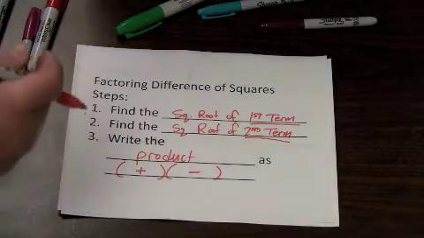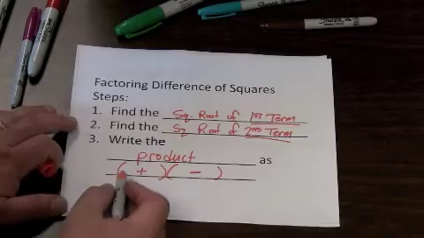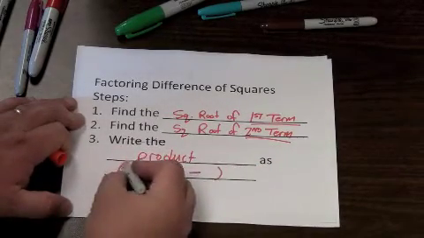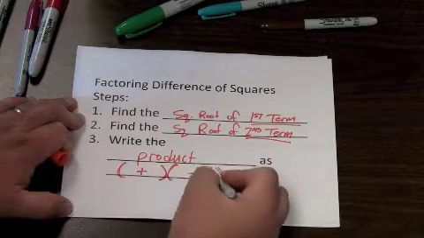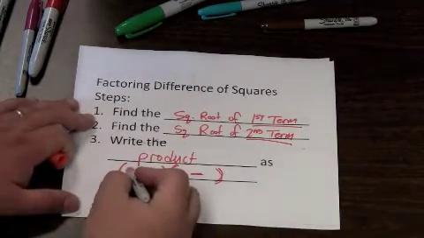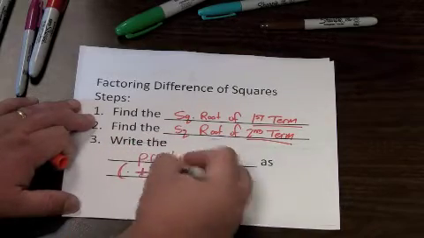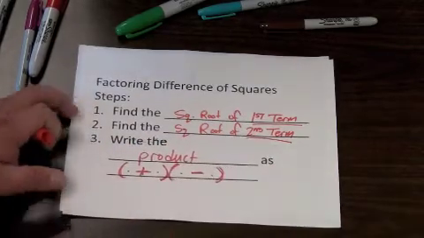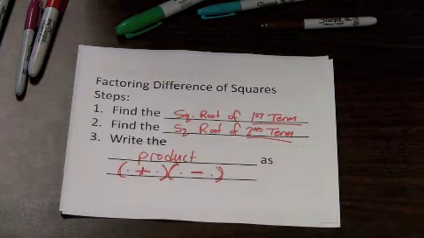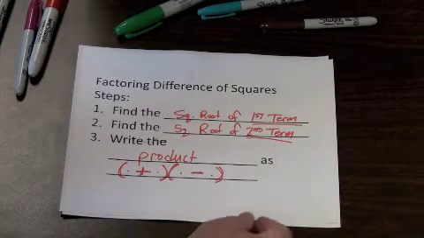You know that they're perfect squares, so go ahead and take the square root of each of them. Once you have the square root of the first term and the second term, you write what I call the skeleton, and you write the product as parentheses, parentheses, one with a plus, one with a minus. And you put the square root terms in each spot accordingly, so that it makes a nice product.